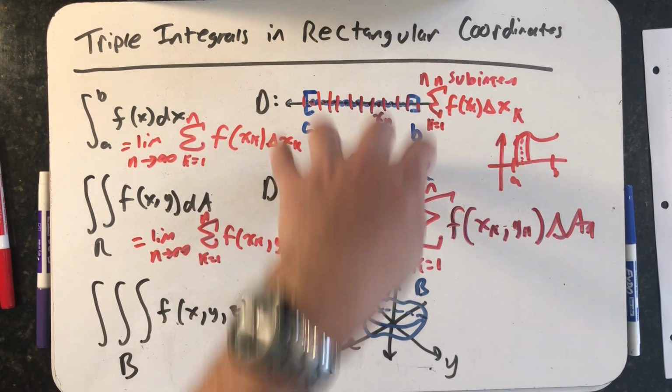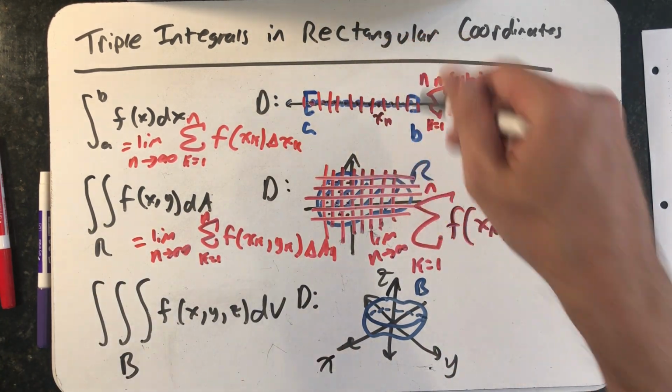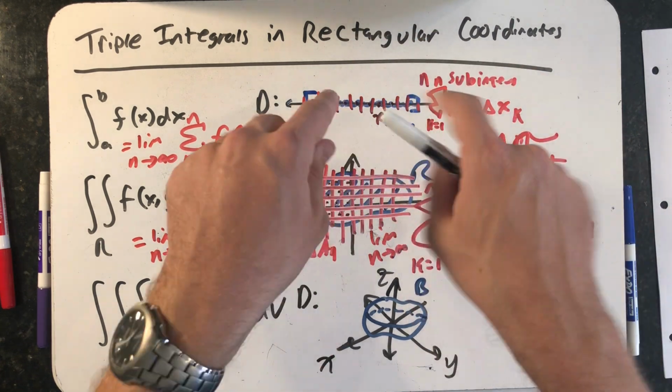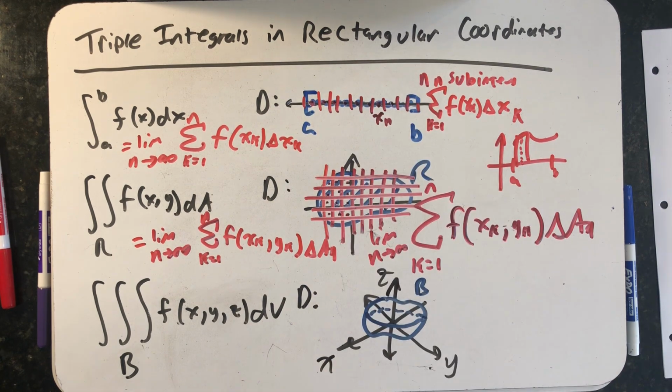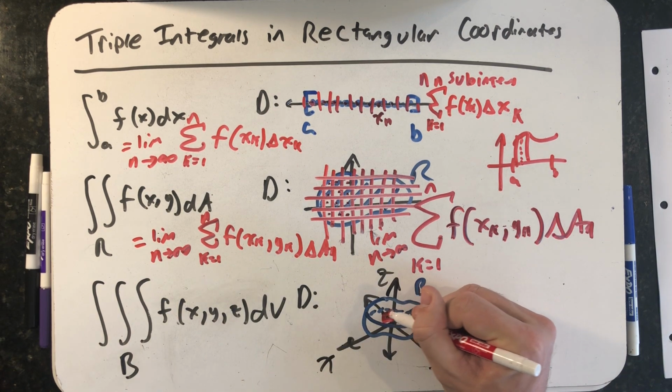So here I just put a bunch of endpoints down to break up that into subintervals. Here I had to draw a bunch of lines to chop this up into rectangles, and here I would have to kind of do it 3 times to chop that up into a bunch of little rectangular prisms. Now that would be real hard to draw, so I'm not even going to try, but I'm going to imagine one little rectangular prism in there.